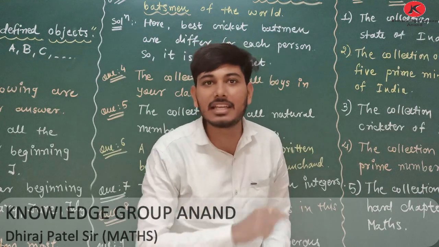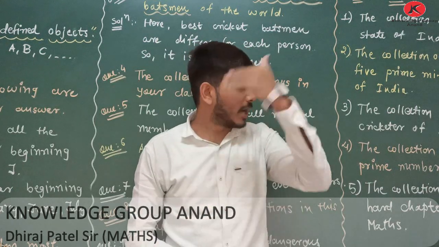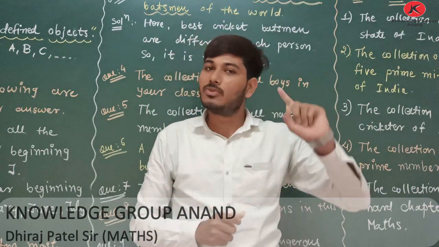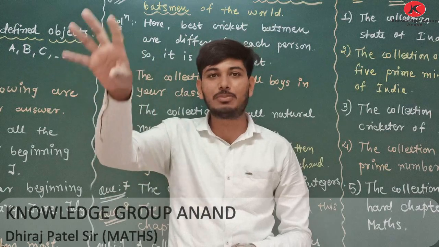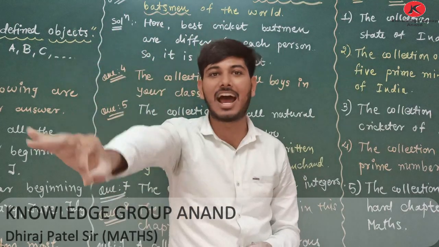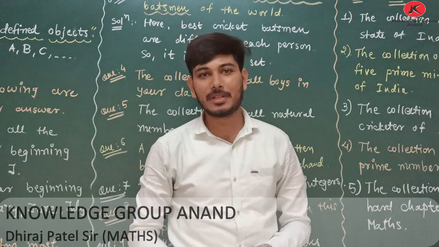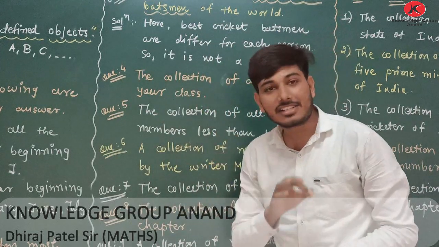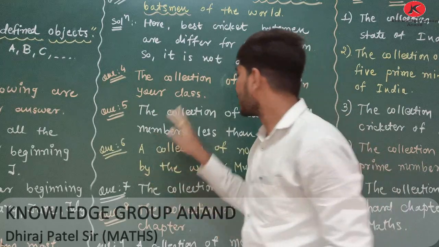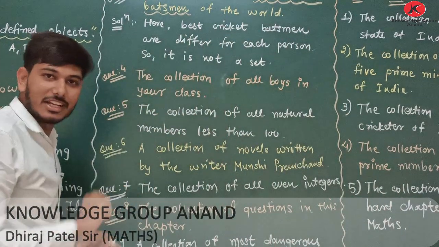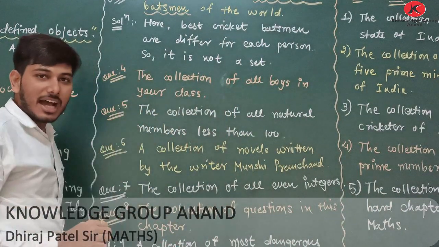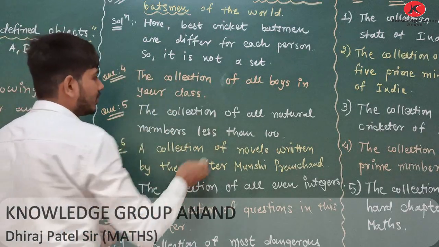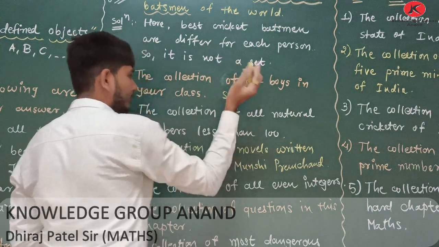If I am asking this question to your parents, then the answer will also be the same for your parents, because the 30 boys in this class are well defined. Therefore, we can say that it is a set. You have to write the reason for this and give the answer, whether it is a set or not. So this is a set. Clear?